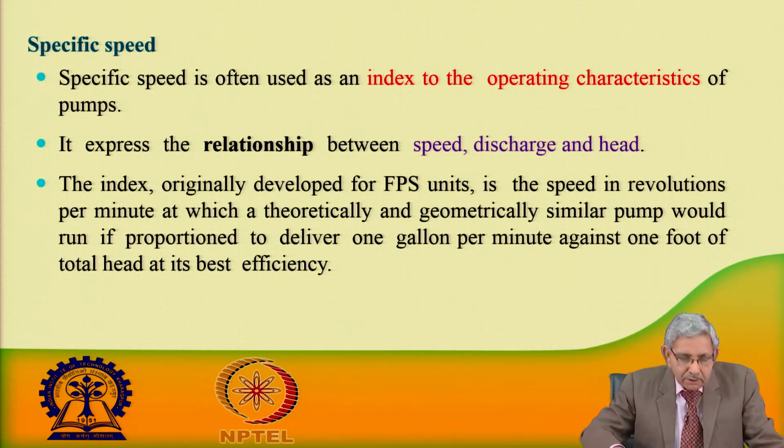Originally, this index was developed in FPS units, and it is the speed in revolutions per minute at which a theoretically and geometrically similar pump would run if proportioned to deliver 1 gallon of water per minute against 1 foot of total head at its best efficiency.